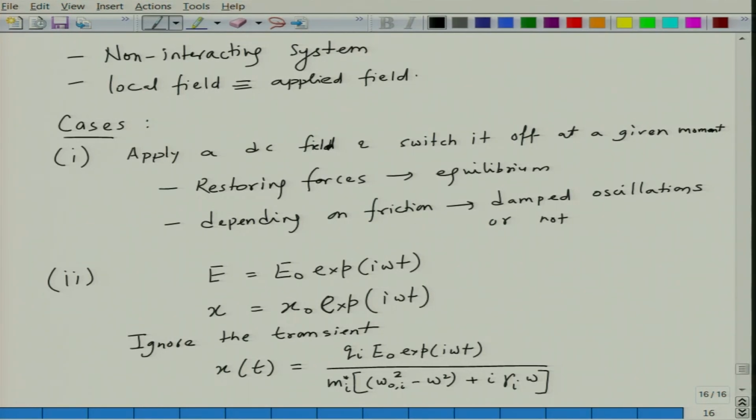So, if the field is sinusoidally varying, it is likely that the response will also be similar. The response is the displacement, so x is also exponential i omega t. If it has this form, then you substitute this in the above equation, solve the equation, ignore the transient terms, and you will get this kind of solution for x. The x will vary as q_i E naught exponential i omega t divided by m_i star into (omega naught i squared minus omega squared plus i gamma_i omega). Okay. This is what you will observe.